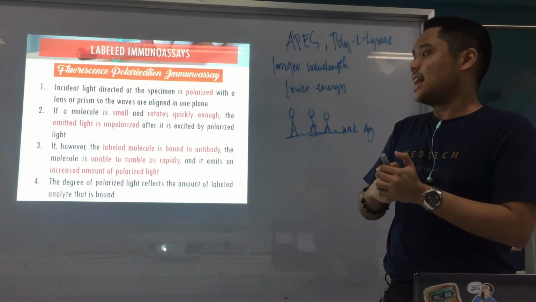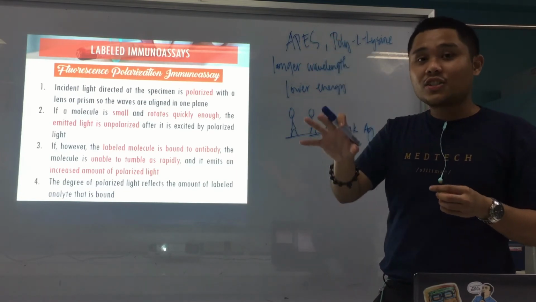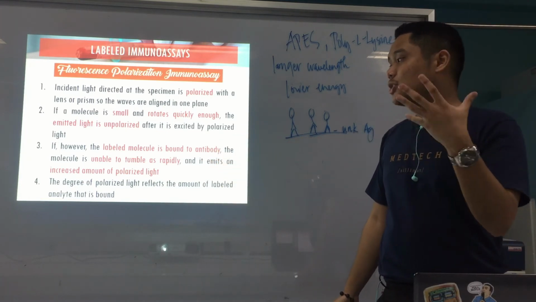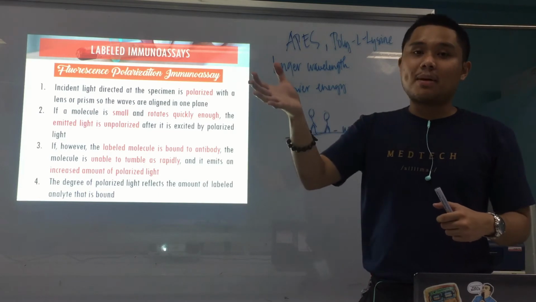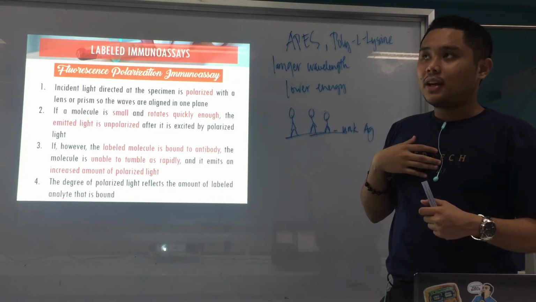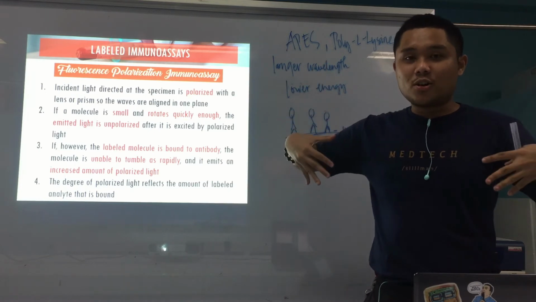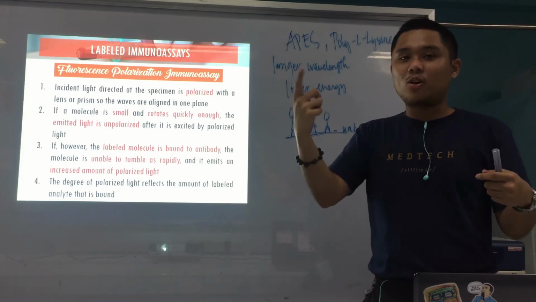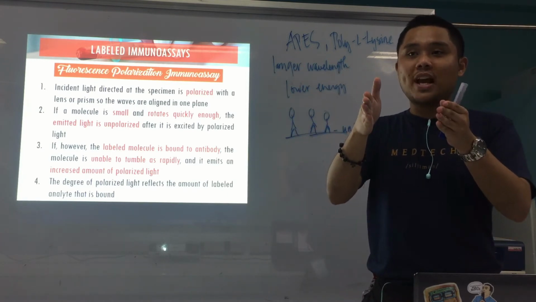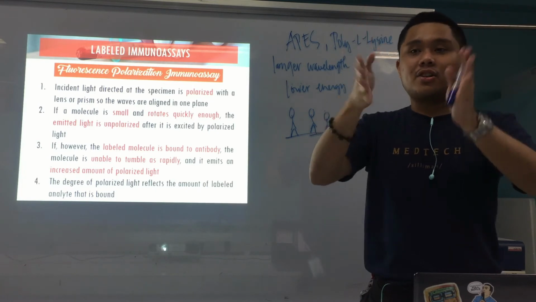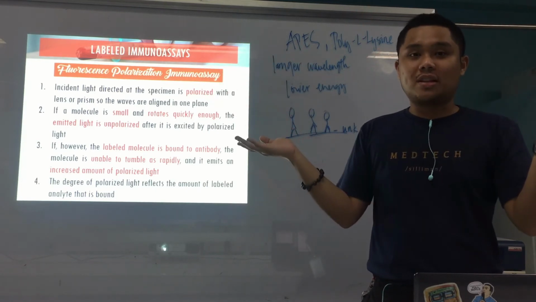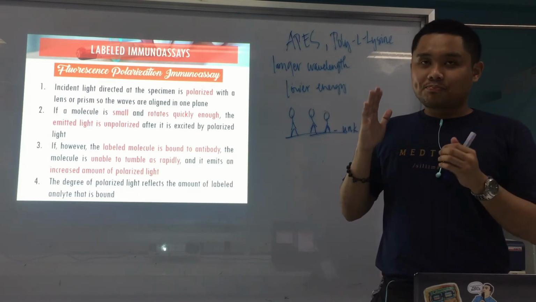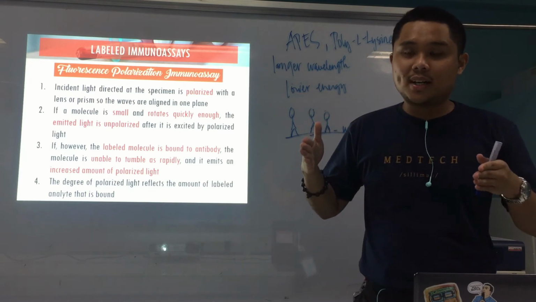But if the molecule is too large, and the labeled molecule is bound to antibody, it is unable to tumble as rapidly, so it emits an increased amount of polarized light. Since it's a big molecule, it doesn't move much. So if you shine light on it, the light produced is straight, not in different angles. Polarized light, as I understand it, is the degree to which the light is in one direction only.